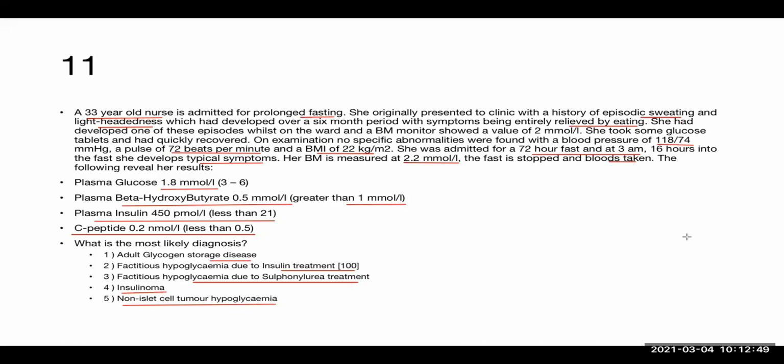Insulin. Okay, so you think it's factitious hypoglycemia due to insulin treatment. Give me good reasons, please. Sir, here the insulin level is much higher, so I want to exclude the other options. If it is insulinoma, then there must be a high level of C-peptide also. If there is hypoglycemia due to sulfonylurea, then there must be increased insulin with C-peptide. But C-peptide here is low, and insulin is very much higher. So it is over-infusion of insulin, I think.